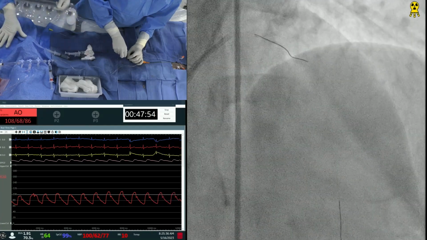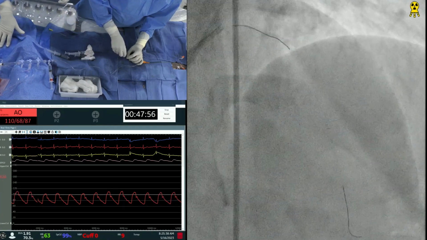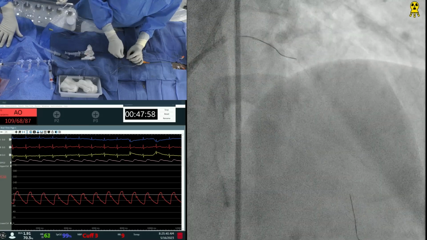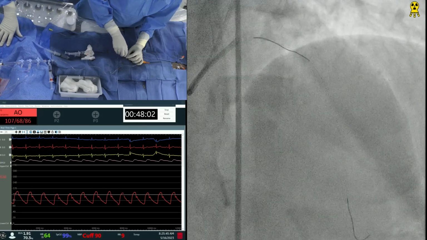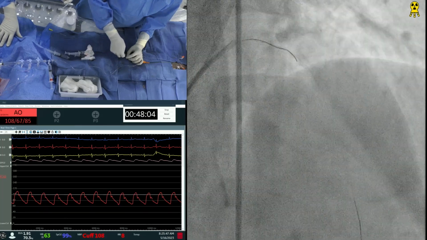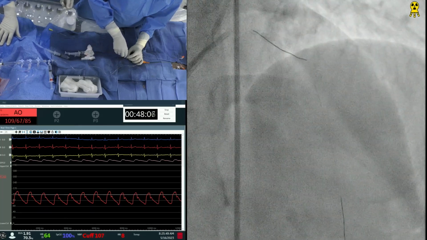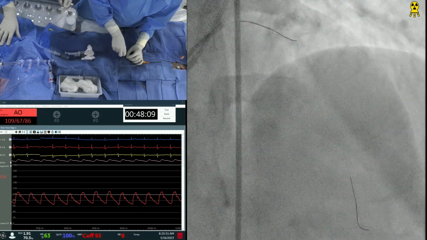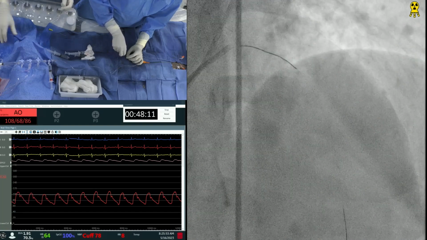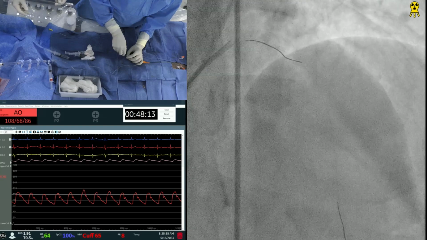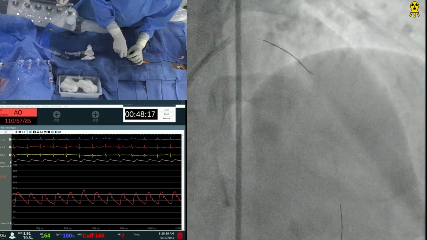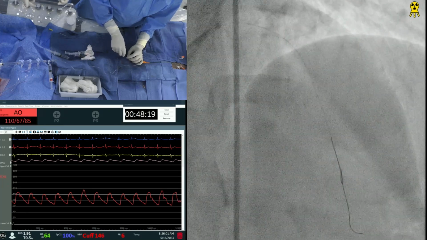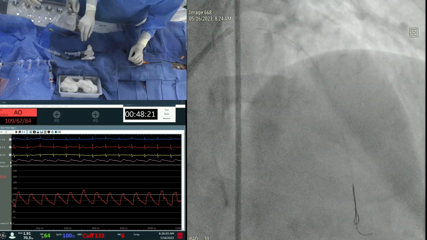Now Anu is trying the run through. This kind of angulated anatomy will be very tough for run through, but since we have been using it so much, we got very good at it. My thought was a Whisper wire. I think that probably will be the next wire. Should we go to the left circumflex? It keeps going into that pouch, no? So give me the balloon.